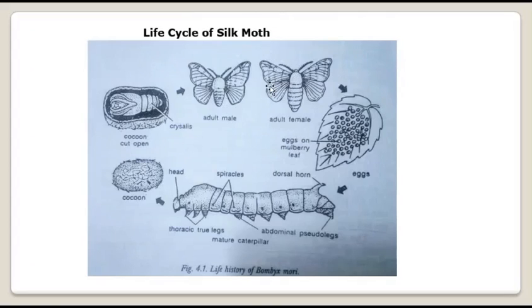Adults, are they feeding or non-feeding stages? Adults are the non-feeding stages, right? So whatever quality of a cocoon is there, does it depend on the health of the adult, or on the health of the leaves? Yes, it depends totally on the health of the leaves.